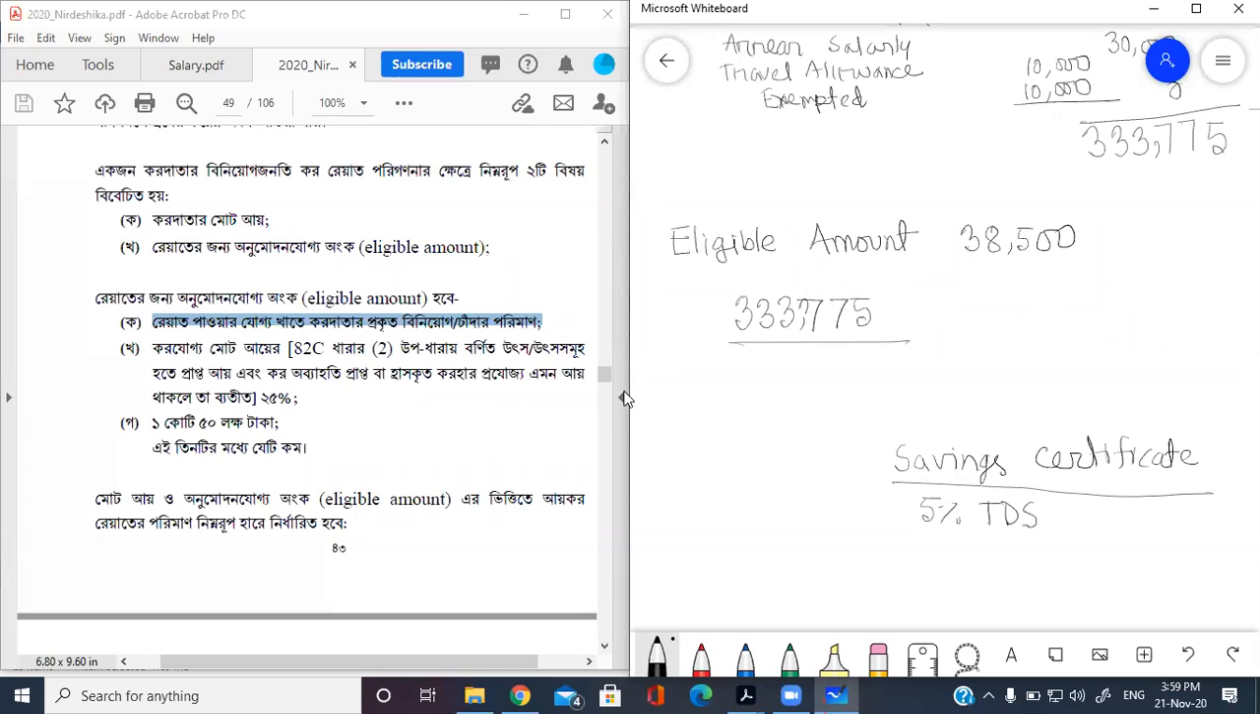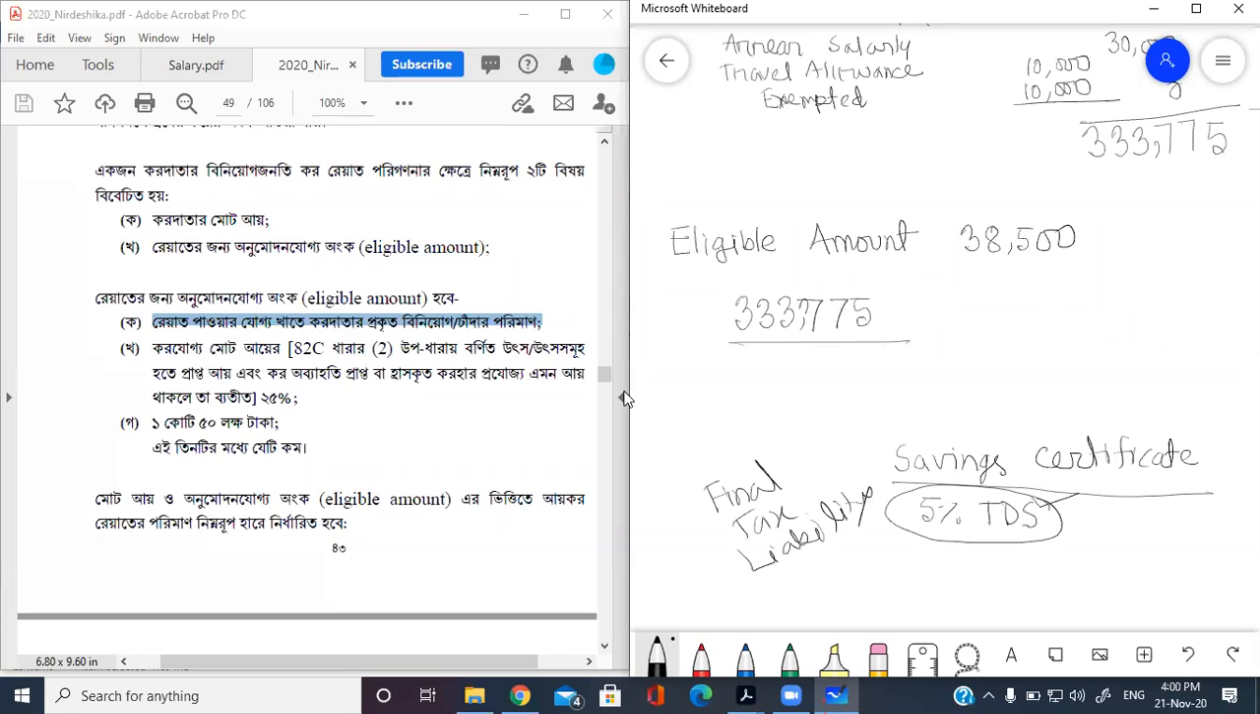And the rule is that this 5% TDS, which is already deducted when interest was paid to the bank account, this 5% TDS for savings certificate is the final tax liability. What does it mean?